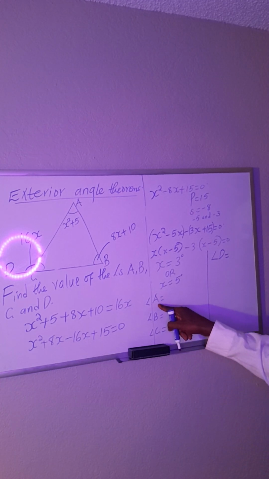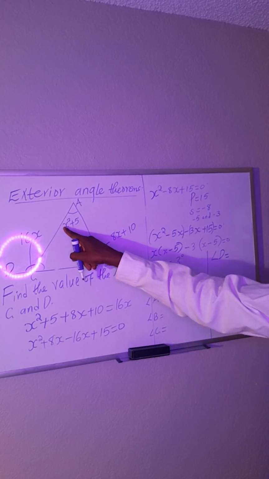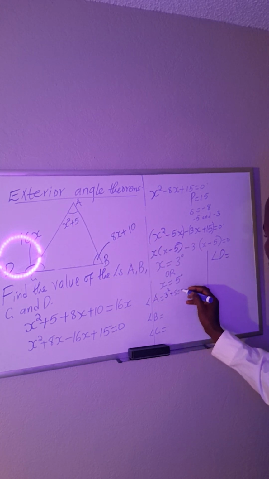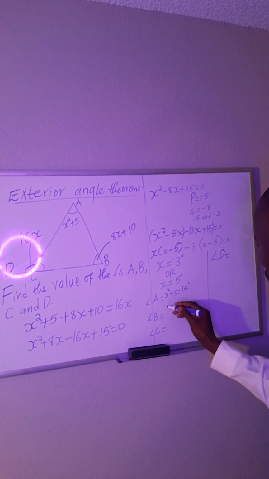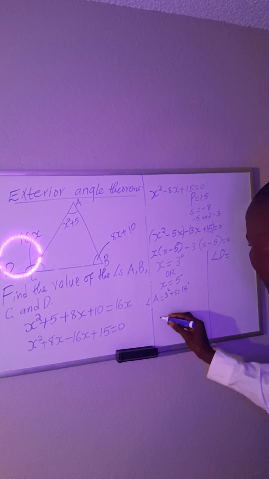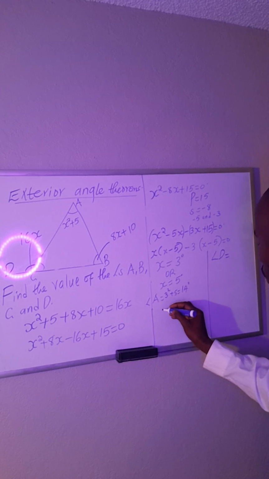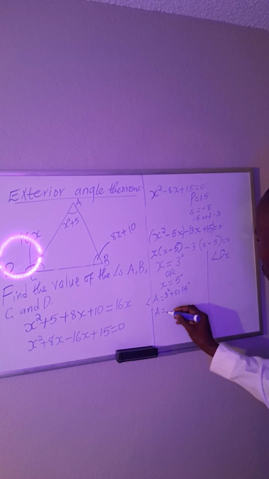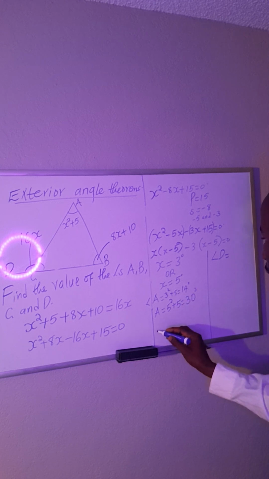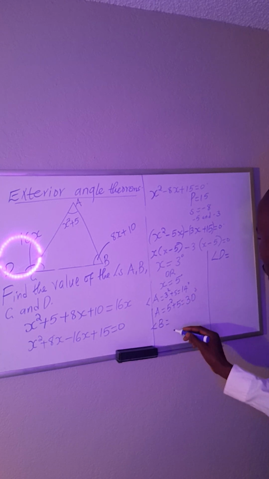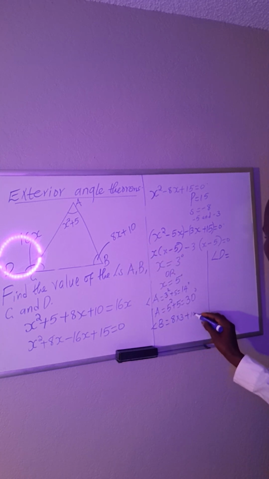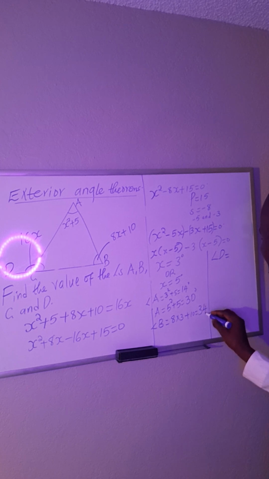What is the first angle? Angle A is equal to, what is x squared? I'm using 3. So 3 squared plus 5, 14 degrees. Or the same angle A will also be equal to, I said we have two values, 5 squared plus 5. So this is 30 degrees. That is angle A. What about angle B? Angle B is here. 8 times 3 plus 10. What is the answer? 24 plus 10, 34 degrees.